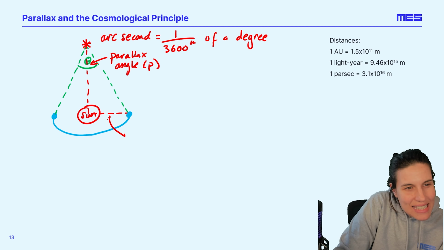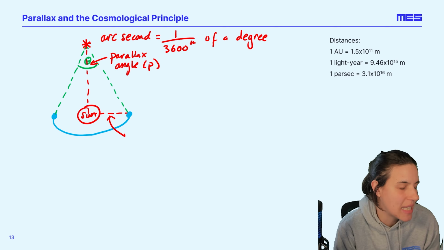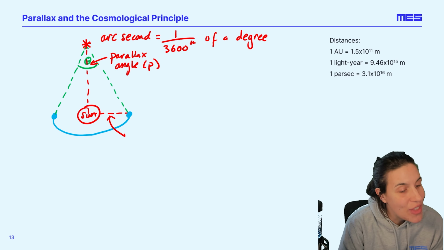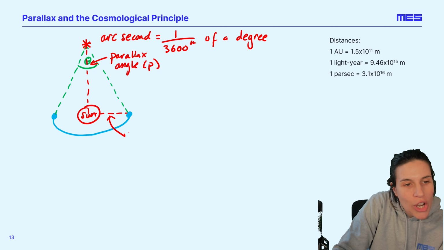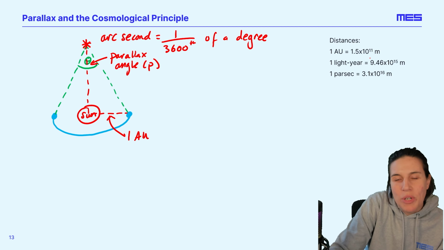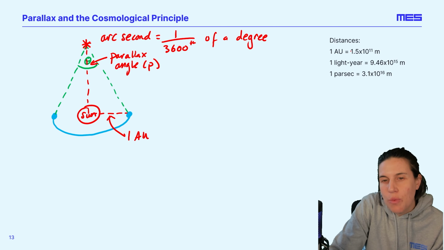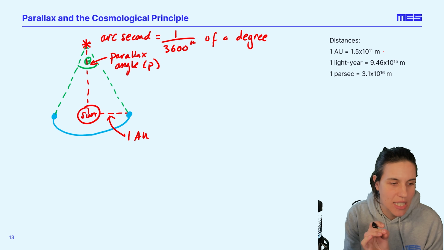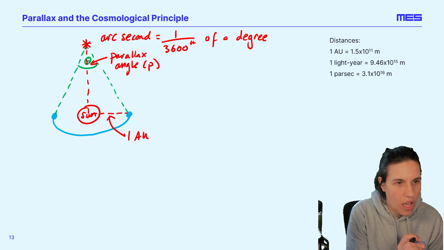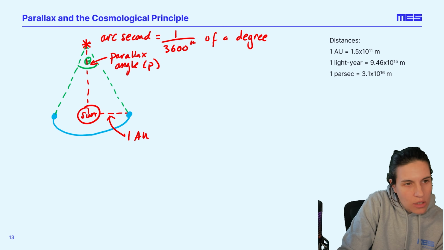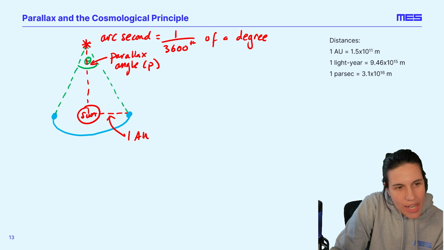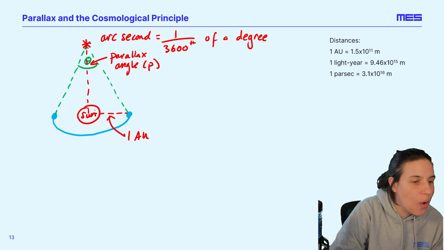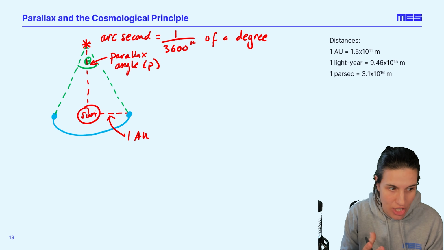Now, this distance here is the distance between the sun and the Earth. This is actually often known as 1 astronomical unit, which is linked over here for you. 1 AU, which is 1.5 times 10 to the 11 meters. That is the average distance between the sun and the Earth. So if we know the angle and we know the length of one of the sides, we can work out one of the lengths of the other sides.